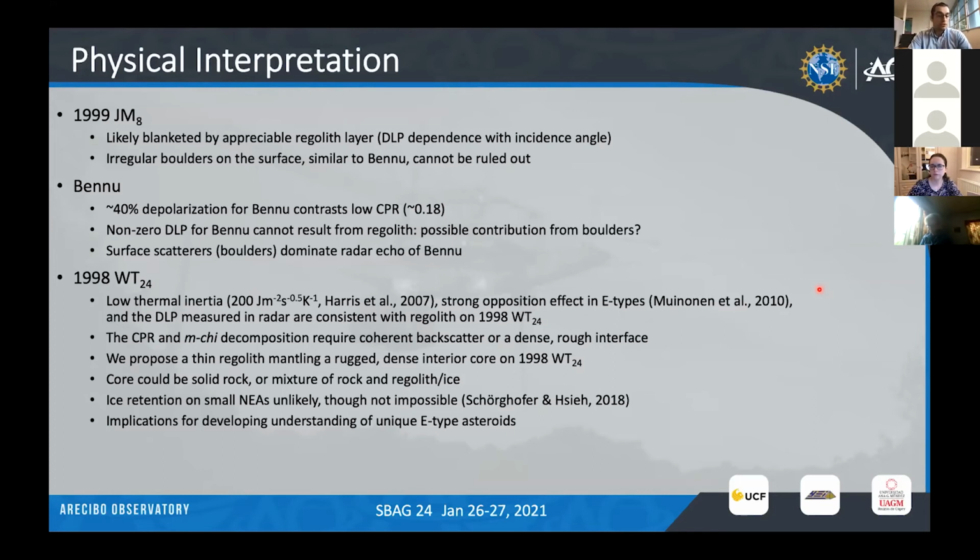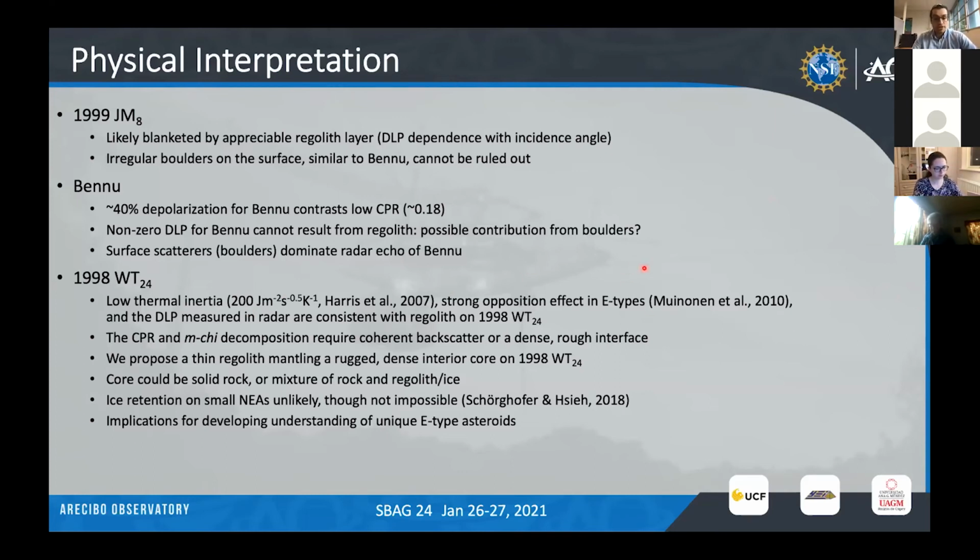40% of the radar echoes from Bennu are depolarized, which shows some diffuse scattering occurring, which is contrasted by the low CPR, where typically a high CPR is associated with diffuse scattering. The non-zero linear polarization, so the small amount of linear polarization on Bennu, likely isn't resulting from a regolith layer, similar to what we interpret for JM8, and could possibly be resulting from the boulders on the surface themselves. And then we know that since the polarimetry of Bennu is homogeneous across those images, surface scatterers must dominate the radar echo of Bennu.